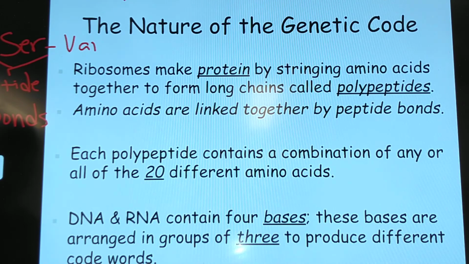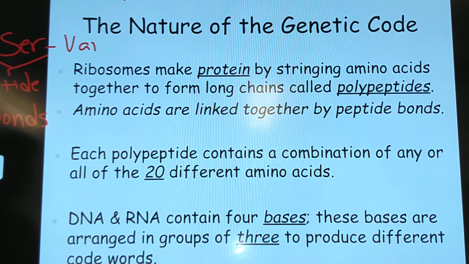So amino acids are linked together by these peptide bonds. Each polypeptide contains a combination of any or all of the 20 different amino acids. And it's important that we get those amino acids in our diet. We may get them from eating proteins, and then our body breaks down the proteins, so those amino acids are floating around in our cytoplasm. Some of them are essential. We have to eat them. Our bodies can make some, and our bodies cannot make others. So those will be essential ones that it is important to eat.